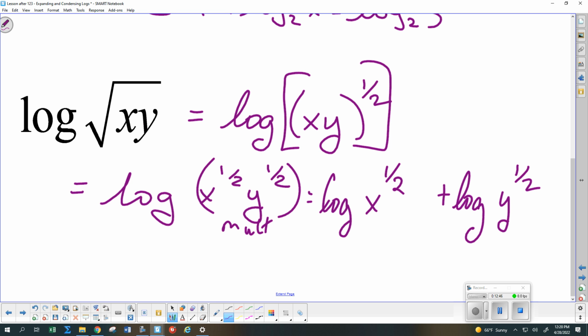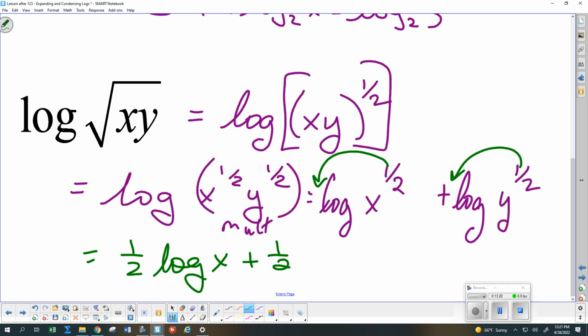I still got exponents, and I want to get where I have linear arguments. What do I do with the halves, Griff? Right now, they're exponents on my arguments. What can I do with them? Jack, can you help? If you have an exponent, you can bring it out in front. So we could say that that is 1/2 times the log of x plus 1/2 times the log of y.